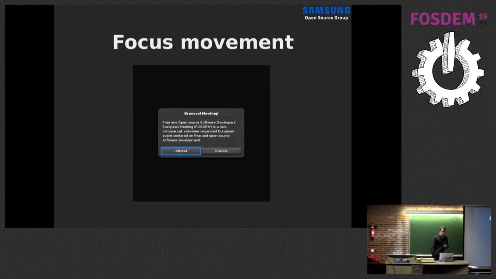So in our example, this means that our attend button now has focus, and if we press, for example, the right key, then the blue rectangle will move to dismiss over there. And in this example, there's no candidate for up, down, or left.